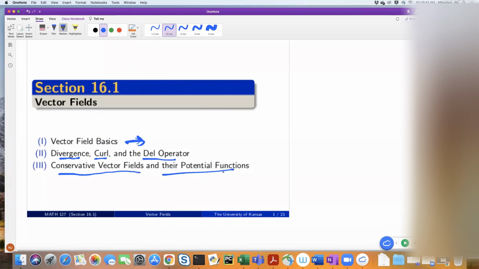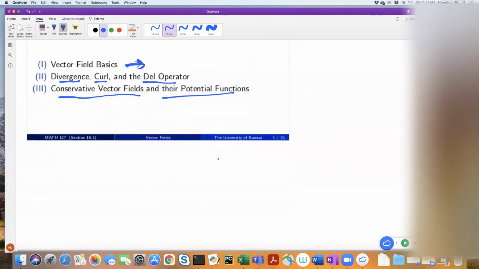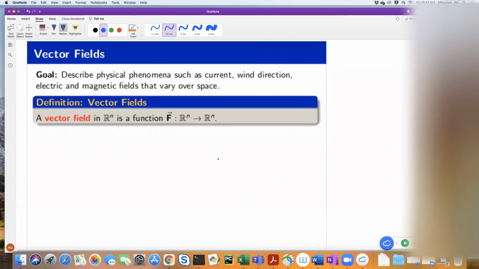Conservative fields and the potential functions in this section. So what are vector fields? Vector fields describe phenomena such as current, wind direction, electric and magnetic fields over 3D, over n space. So basically they are functions with n inputs and n outputs.